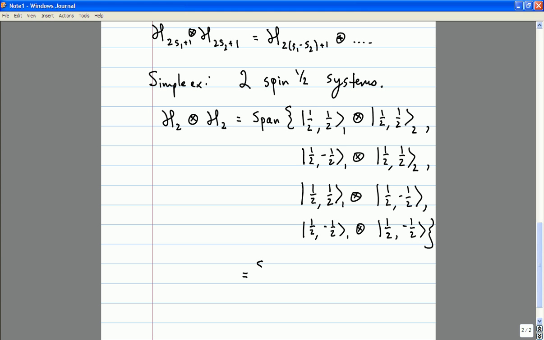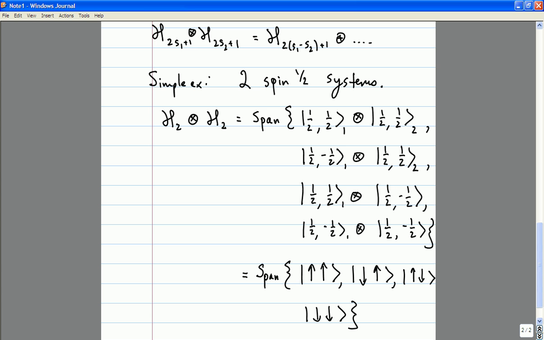But in cases like this, we'll usually just use a slightly more compact notation. So I'll just call that first state up, up. I'll call that second state down, up. The third state up, down, and the fourth state down, down. Okay. So this is a fairly conventional notation when discussing spin 1/2 particles.